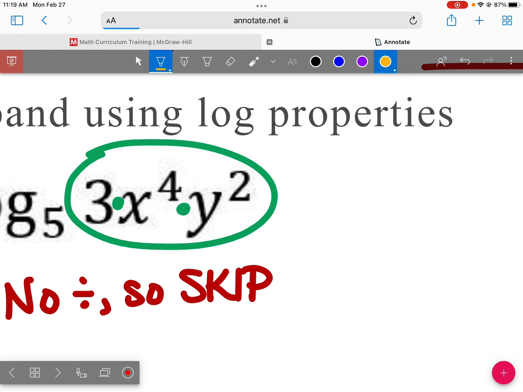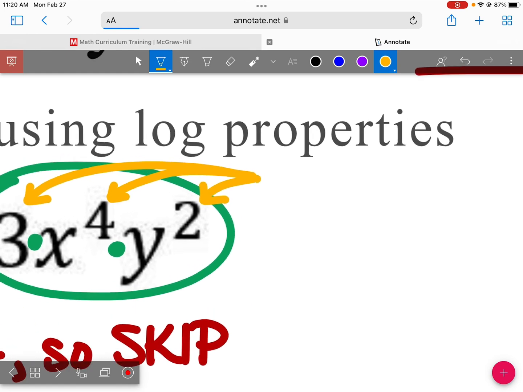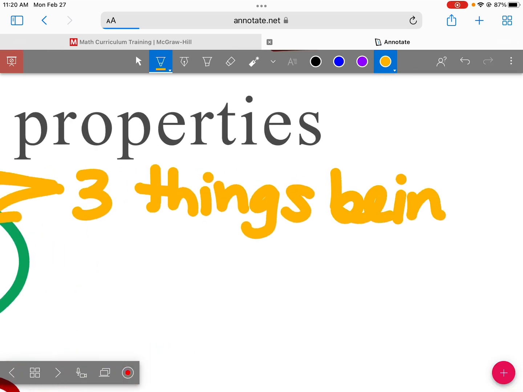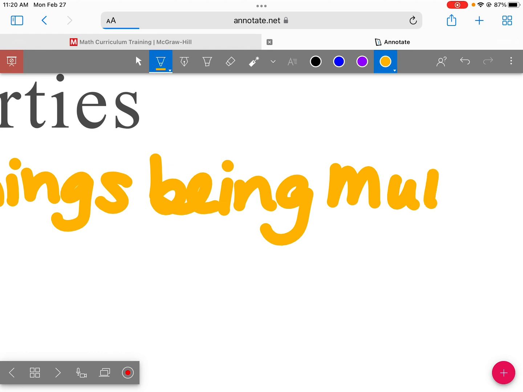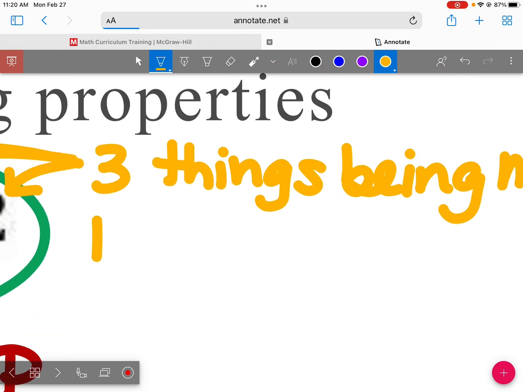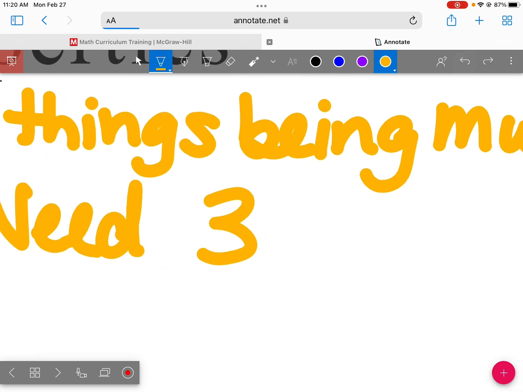So how many things are being multiplied here? 3. 1 here, 1 here, 1 here. 3 things are being multiplied. So what does that mean? We're going to separate them with addition. How many logs do I need when I expand this? 3 logs. I will need 3 logs.